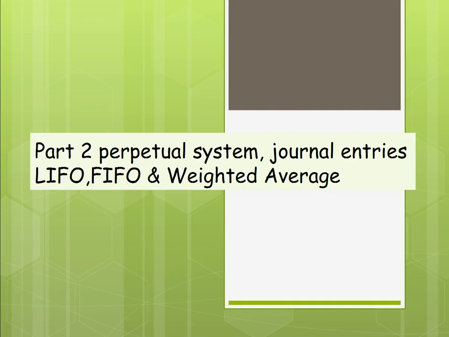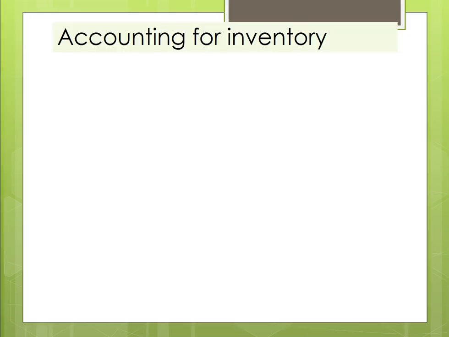This is part 2 of inventory, and now I'll be covering the perpetual system. I'll be showing you the journal entries, and we're going to do LIFO, FIFO, and weighted average. And we will be looking at the same problem we looked at for periodic, so you can see the difference.